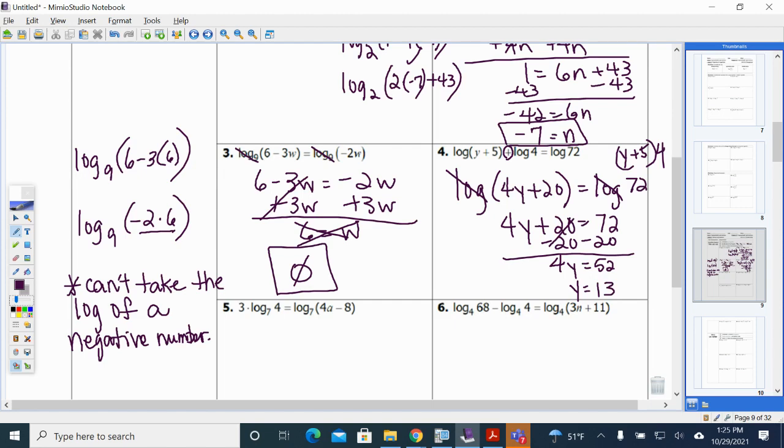So I'm going to take the 13 and I'm going to plug it in to the y. So that's going to be a 13. That's not a 1 over 13. The y becomes a 13. So let me cross out the y so that you don't think that that's a y. We're going to do log of 13 plus 5 plus log of 4. And then the log of 72 to check.